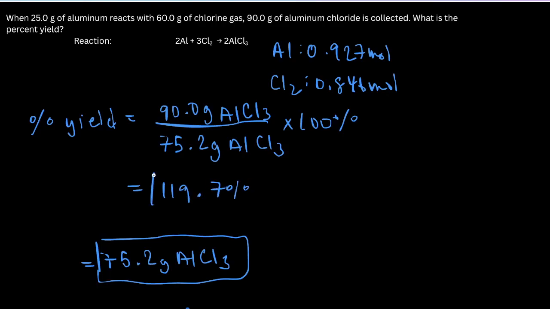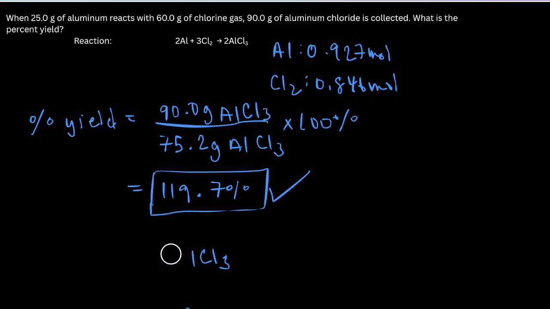How is that even possible? Well, that is actually the correct answer. This is 119.7%. That is our percent yield. How does that work? Well, suppose your sample was impure, right? Again, like we said, the actual results of an experiment are often not exactly what we would expect to get from calculations.